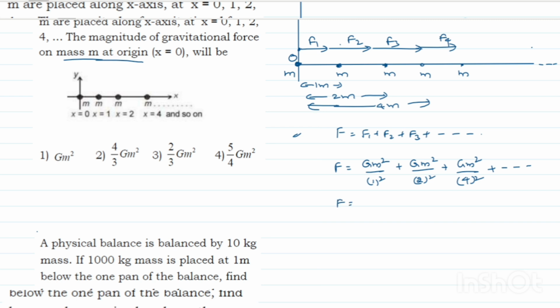So F, when you take Gm square common, is 1 plus 1 by 4 plus 1 by 16, plus 1 by 64 and so on. If the ratio of the second term to the first, the third term to the second, and the fourth to the third is the same, then it is in geometric progression.